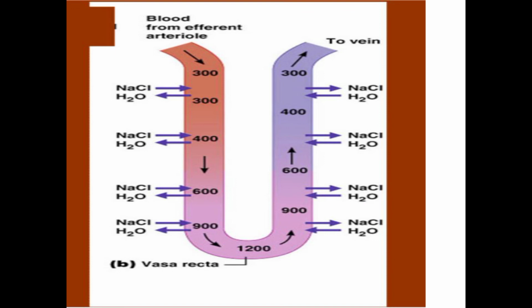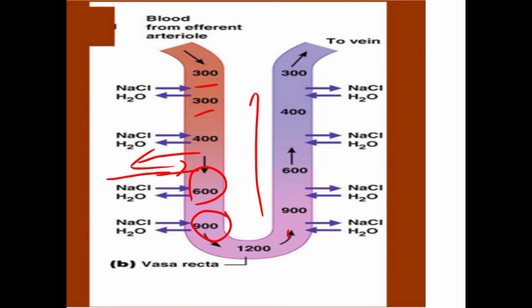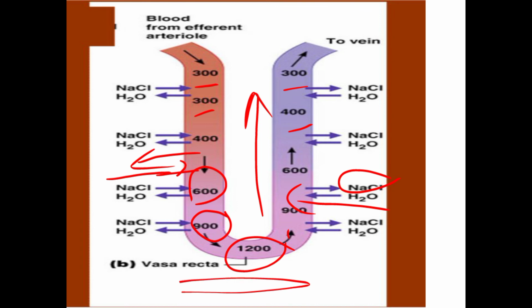Same thing: when the blood enters from the efferent arteriole, it is 300. Now water is coming out and sodium chloride is going inside, which increases the osmolarity. While it is passing through the ascending limb, sodium chloride is coming out and water is entering, so the osmolarity goes on decreasing. That helps in maintaining the medullary osmolarity of 1200. So that is about the countercurrent exchanger.